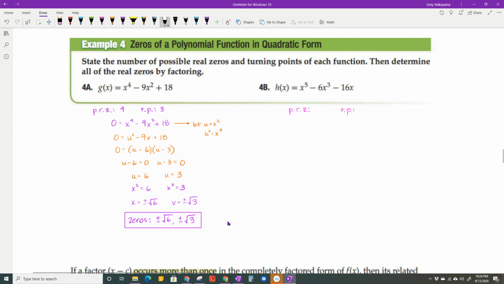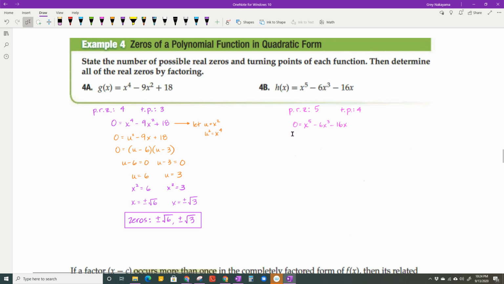Okay, 4b says h of x equals x to the fifth minus 6x cubed minus 16x. Highest exponent again is 5. Turning points is 1 less. That's 4. Find the zeros. I'm going to take the polynomial and set it equal to 0. Okay, this is not quadratic-like, y'all, because 3 times 2 does not equal 5. So it's not going to be like this problem over here.